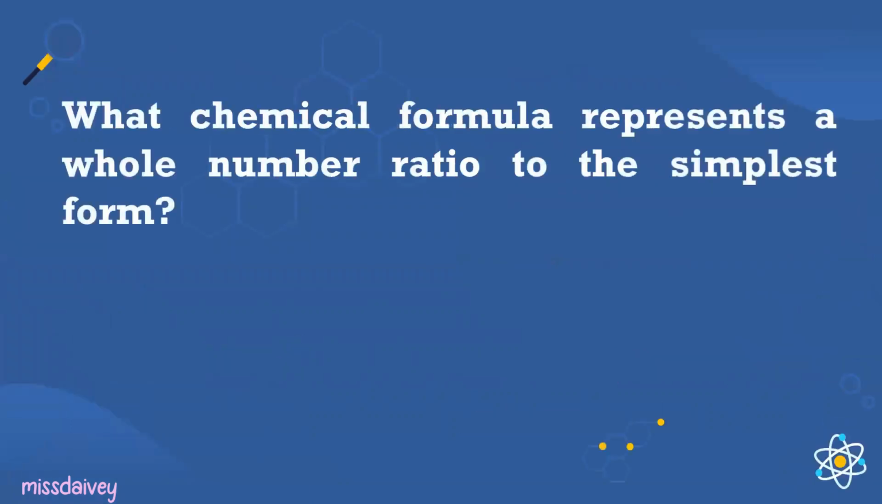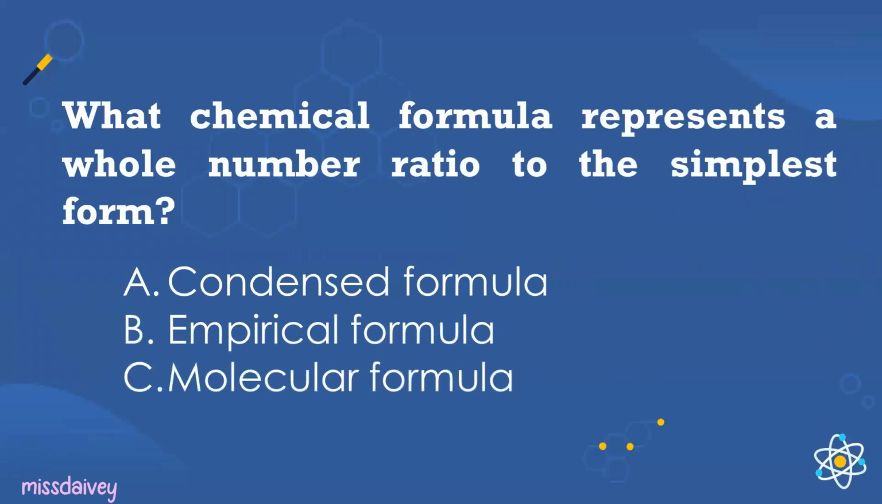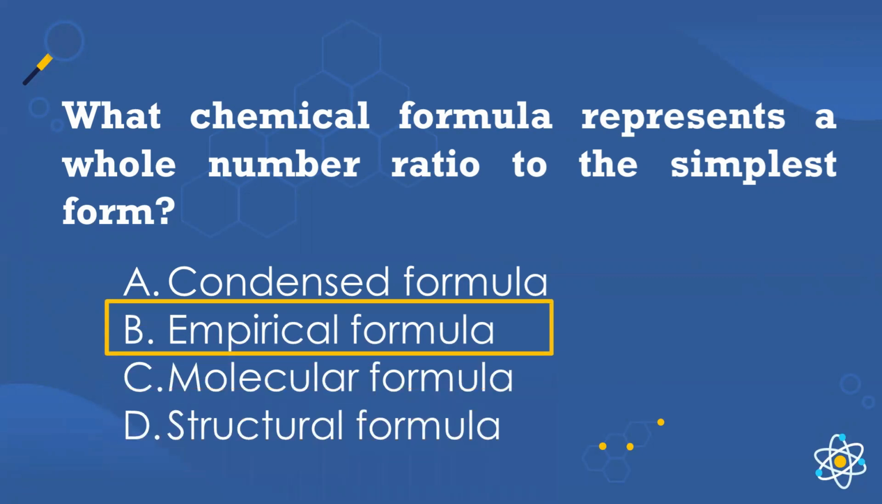What chemical formula represents a whole number ratio to the simplest form? A, condensed formula, B, empirical formula, C, molecular formula, or D, structural formula? The correct answer is B, empirical formula.